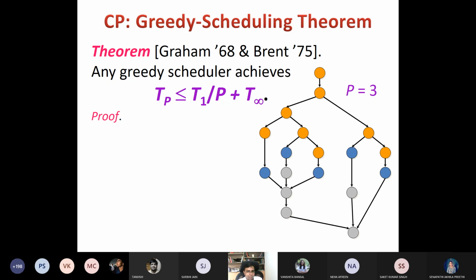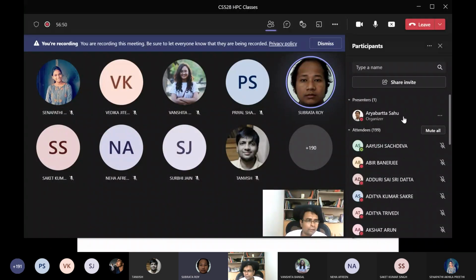So whenever, so can I say that TP is less than equal to T1? 자기 왔어. 왔어. Can I say 나 아무도 수행시람. we're getting some noise?